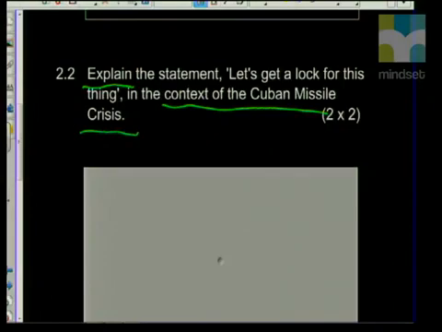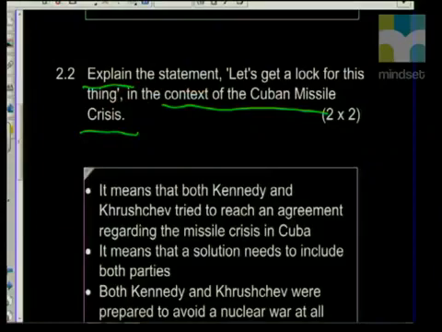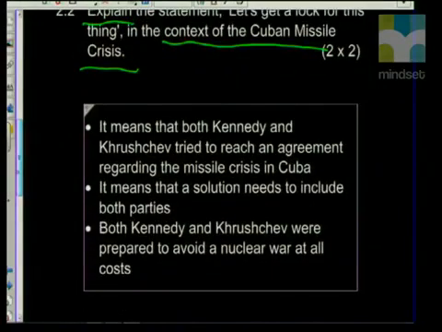So this is where your own knowledge comes in, and obviously your understanding of the cartoon. So your cartoon analysis skills come in, but also your knowledge of the event is very important in order to understand the context. Now, if you look at the possible response here, it means that both Kennedy and Khrushchev tried to reach an agreement regarding the missile crisis in Cuba. Okay, now that information is not in the visual source itself, but you can read between the lines.